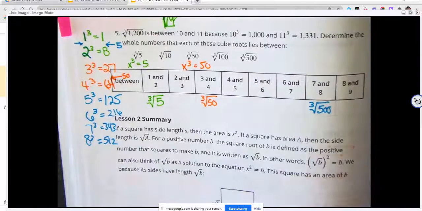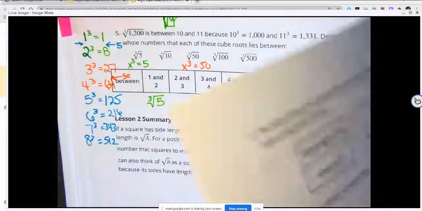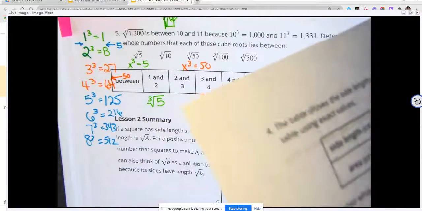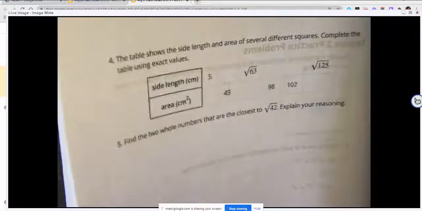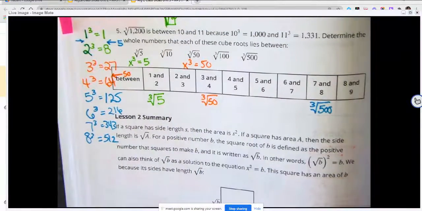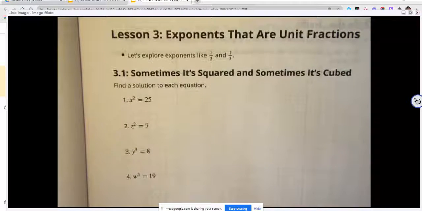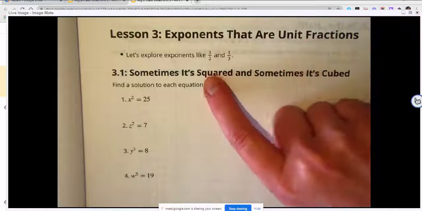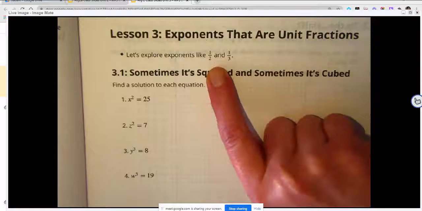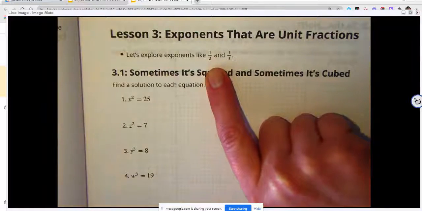Alright. We are a little bit behind my second block, so we're going to continue on with lesson 3. We doing okay? Sweet. Alright. Lesson 3 is where we're going to start looking at exponents like 1/2 and 1/3. Yeah, yep, you're set, Colin. Thank you.